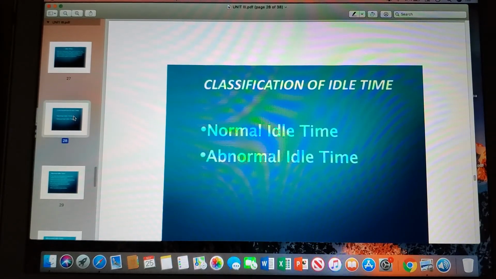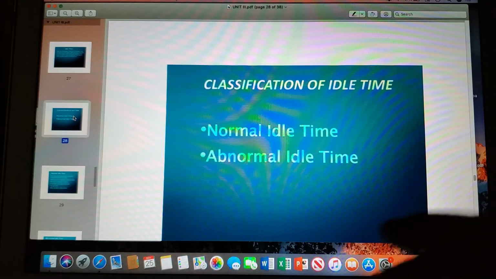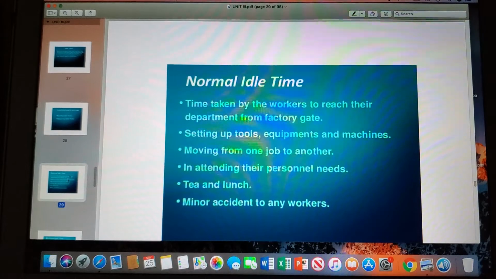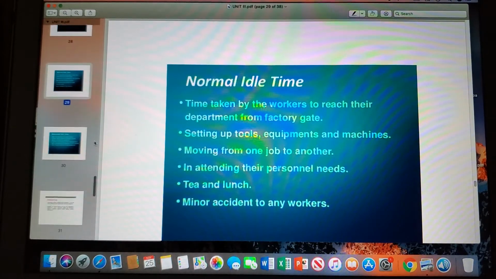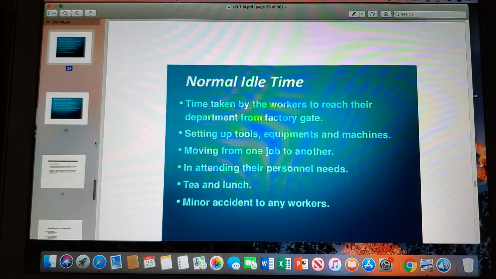Classification of idle time: normal idle time and abnormal idle time. Normal idle time is time taken by the workers to reach their department from the factory gate, setting up tools, equipment, and machines, moving from one job to another, attending their personal needs, tea and lunch, and minor accidents to any workers. So all these come under normal idle time.